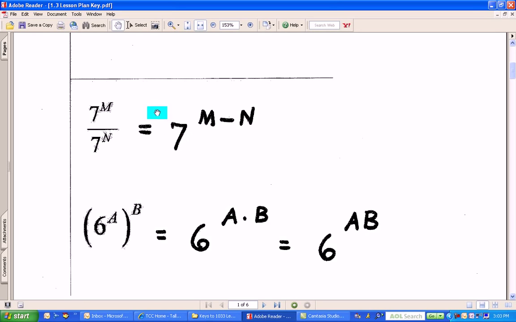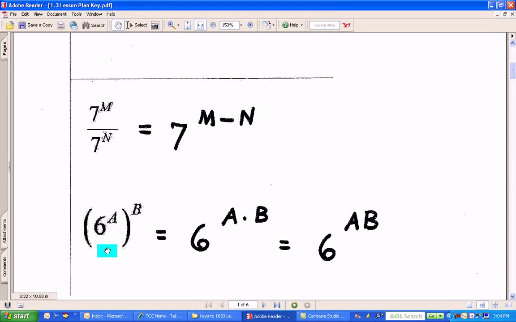The next example, if I have 7 to the m divided by 7 to the n, when you're dividing, the pattern for laws of exponents says keep the base the same, so that's why the 7 remains, and this time instead of adding the exponents, you subtract. So the new exponent will be what's in the top, which is the m, minus the exponent from the bottom, which is the n. So it's always going to be top minus bottom. To get the new exponent, top exponent minus the bottom exponent.